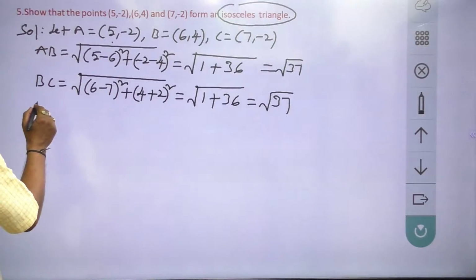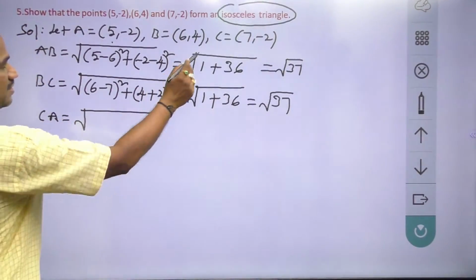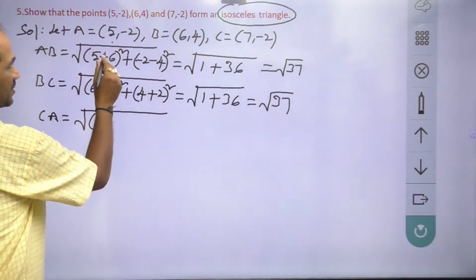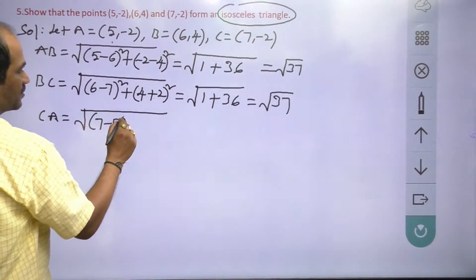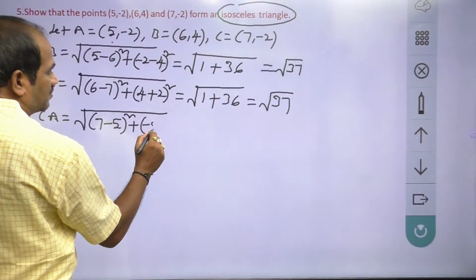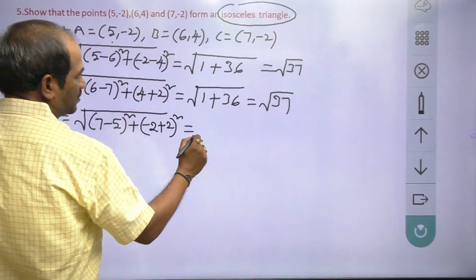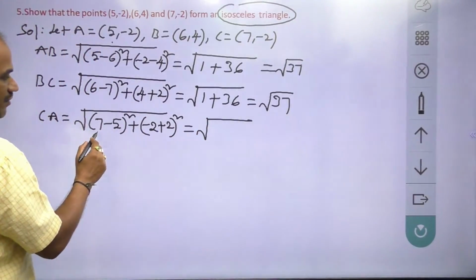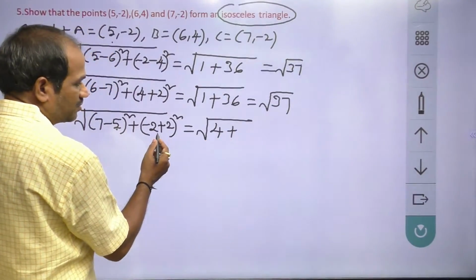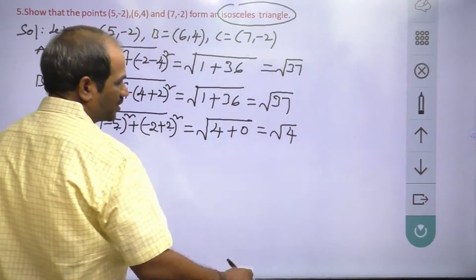Alright, next we calculate CA. CA is equal to square root of (x1 minus x2), so that is 7 minus 5, whole square, plus next one value y1 minus y2, y1 value minus 2, minus minus plus 2, whole square. So that is square root of, this value 7 minus 5, that is 2, 2 square value 4, plus next one is 0, minus 2 plus 2 is 0. So square root of 4, right?